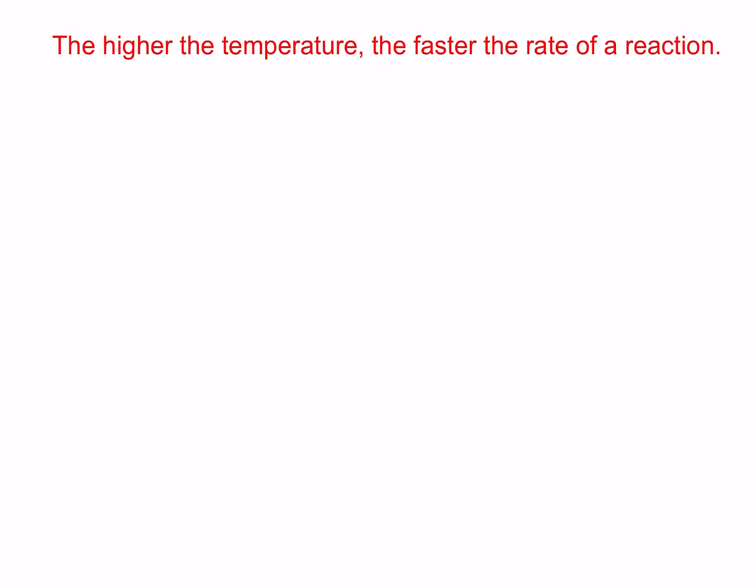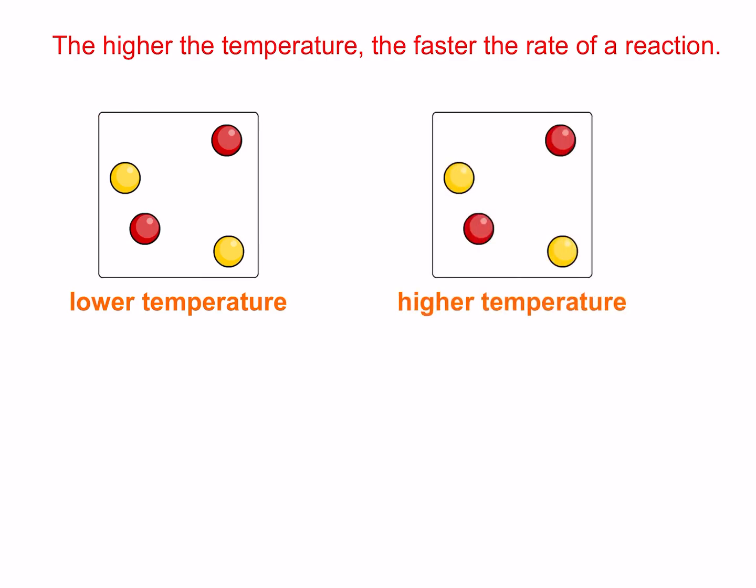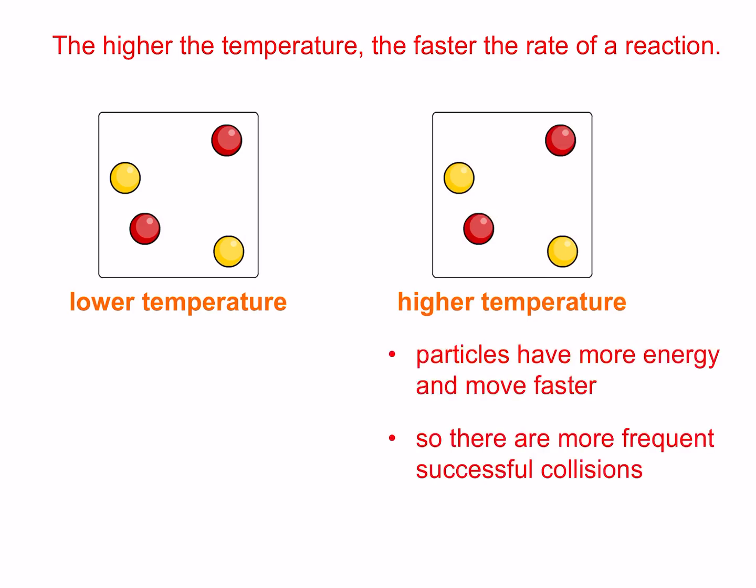So, just to recap, the higher the temperature, the faster the rate of reaction. I think we knew that anyway, but we now have to know why a higher temperature has a faster rate. The particles have more energy and move faster. There are more frequent successful collisions. Why are there more successful collisions? Because more collisions have the activation energy. Hope that makes sense. Any questions?